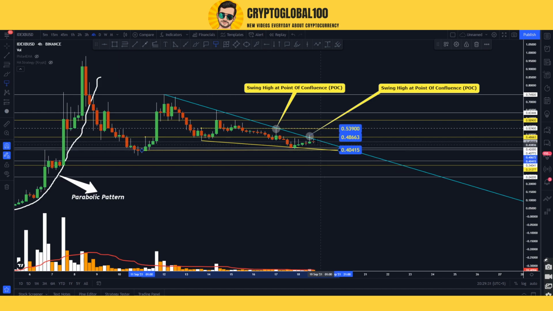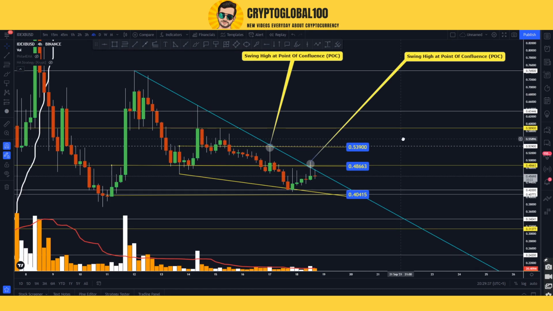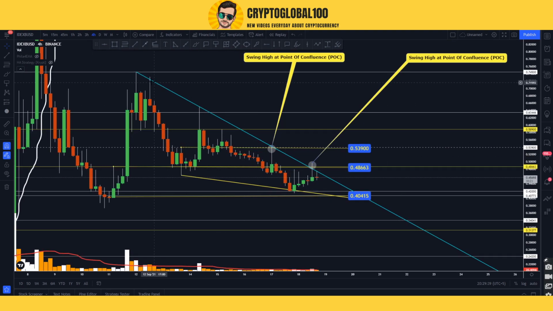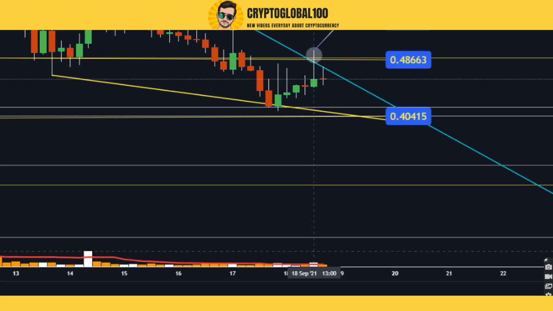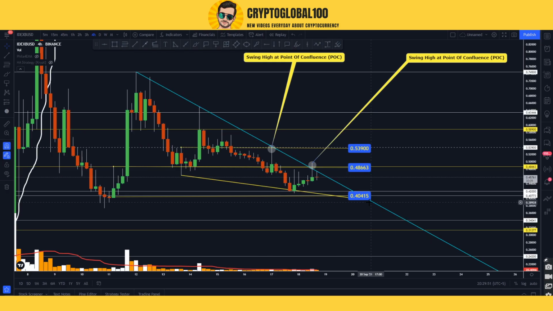So currently the price is moving in between this trend line, in between this triangle wedge. You can see the upside as resistance, the downside as support, and the horizontal line as demand. And down there you can clearly see the volume is very low. So we need some strong volume for the price to move upward.